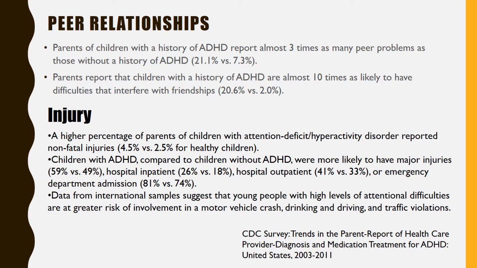The study also found, in terms of peer relationships, that parents of children with a history of ADHD report almost 3 times as many peer problems as those without a history of ADHD. And also, parents report that children with a history of ADHD are almost 10 times as likely to have difficulties that interfere with friendships. So take another moment to write for a second. Why do you think that is? Why do you think kids with ADHD are having so many peer problems according to the study? And why are they having so many difficulties with their friendships?